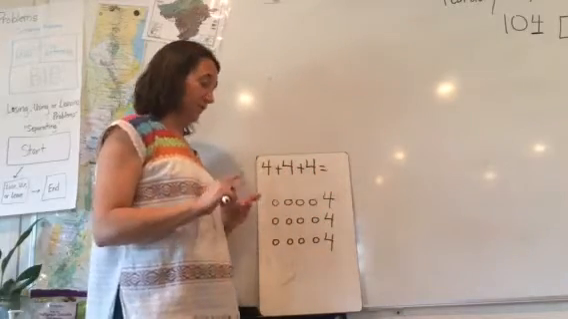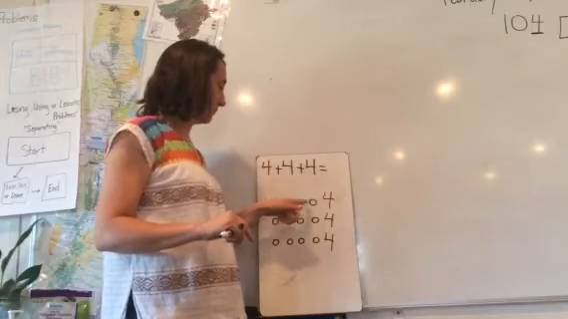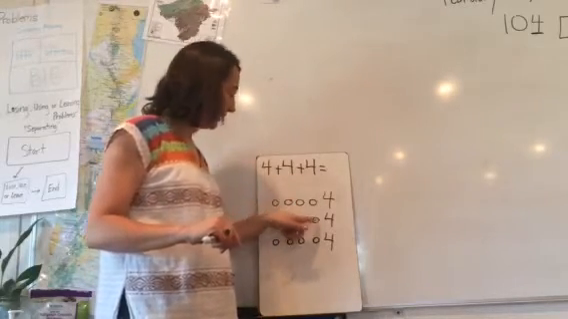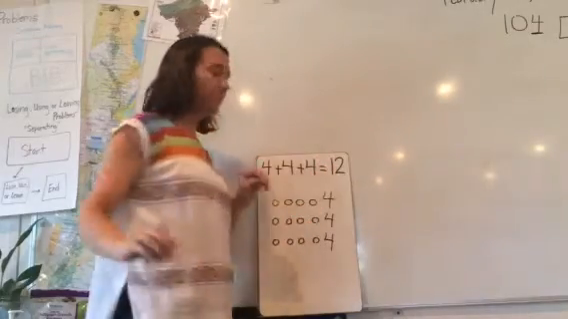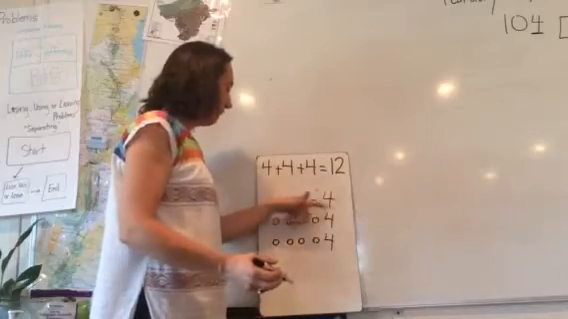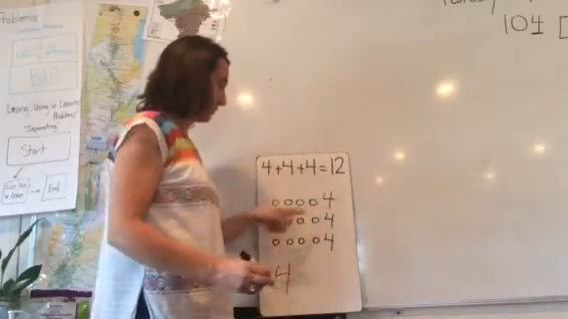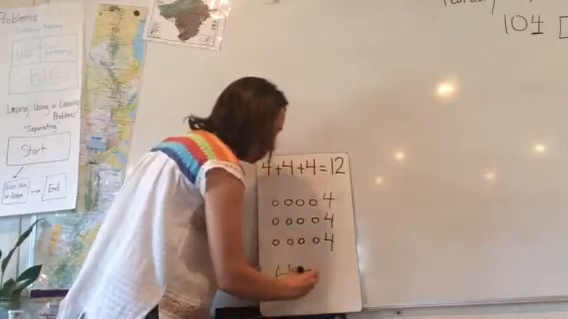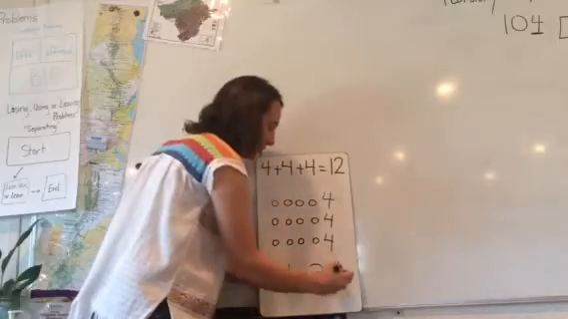And if your child's having trouble counting by 4s, then they can of course count the circles. 1, 2, 3, 4, 5, 6, 7, 8, 9, 10, 11, 12. So that equals 12. Okay, so we have 4 circles. And how many times do we have 4 circles? 1, 2, 3. So 4 times 3, and we're going to get the same answer, which is 12.